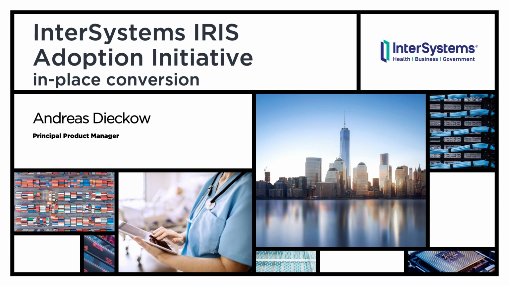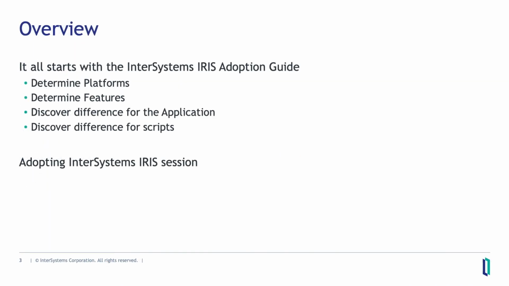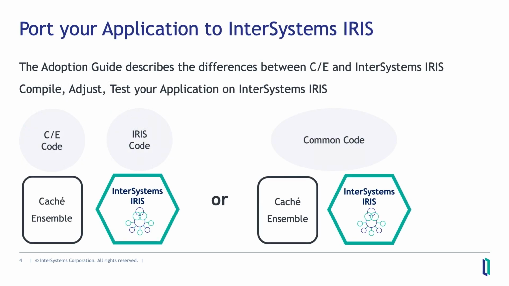I just need to repeat them because they're standalone sessions, so I'll try to make it not so painful, I hope. As I mentioned earlier in the sessions, it all starts with the IRIS adoption guide. That is the ultimate document that helps you explain what the differences are between the Caché and Ensemble platform and the InterSystems IRIS platform. Not only the product differences, but also the differences in supported platforms, browser technologies, scripts, and so on. That's all part of the session that we talked about earlier.